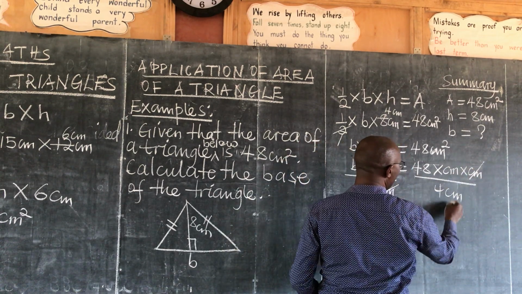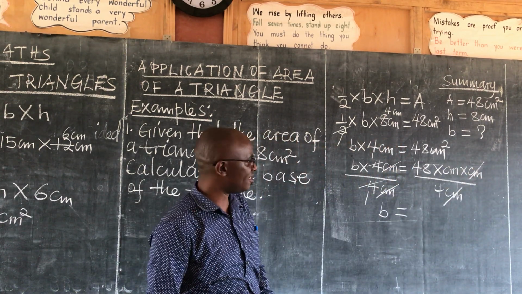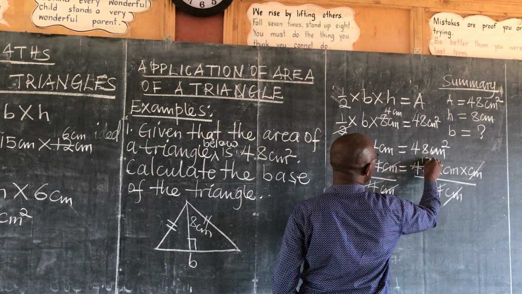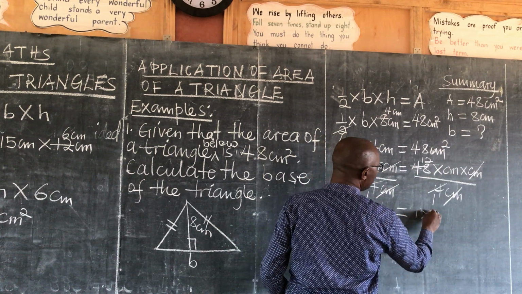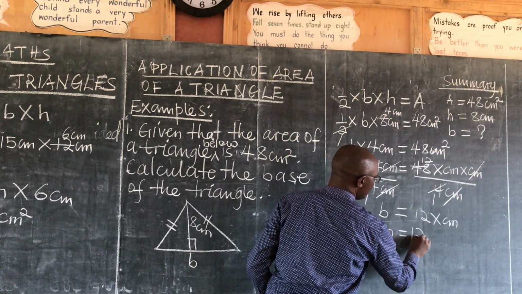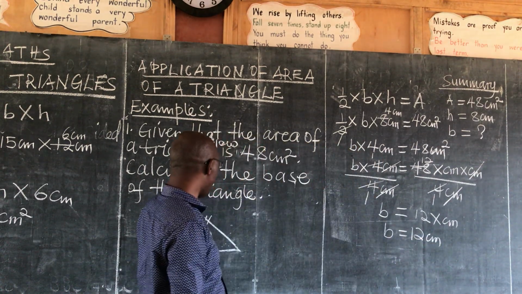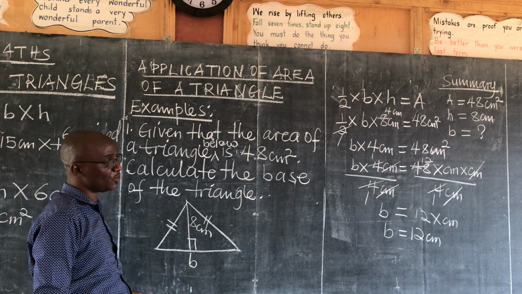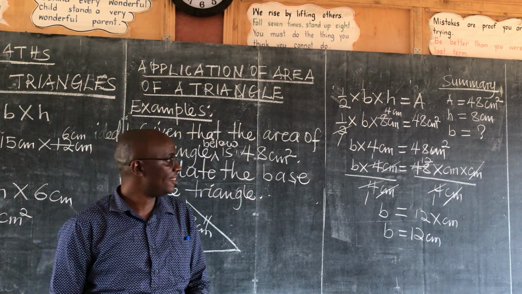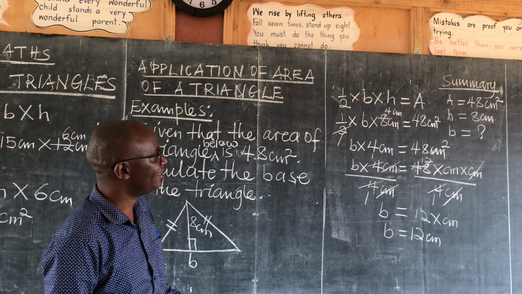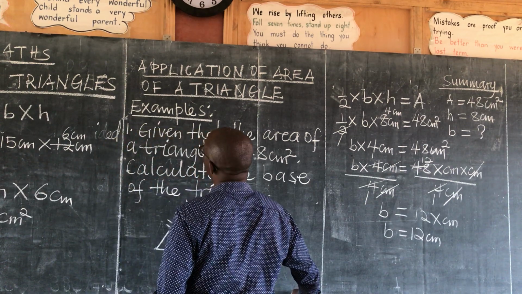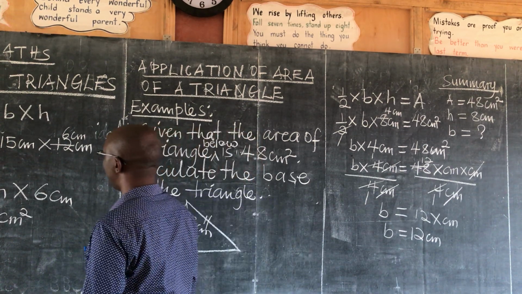By 4, so you are meaning that you have lost 1 cm. So by 4, this is 1, by 4, this is 12. So you remain with 12 times cm, meaning that the base is 12 centimeters. And remember, the base in the first question was 12 centimeters. So there you are. That is how we can get the base. Okay, now let me look at also our second example.